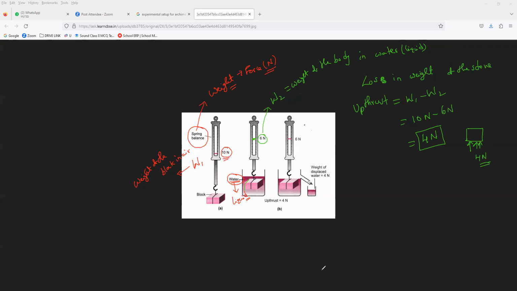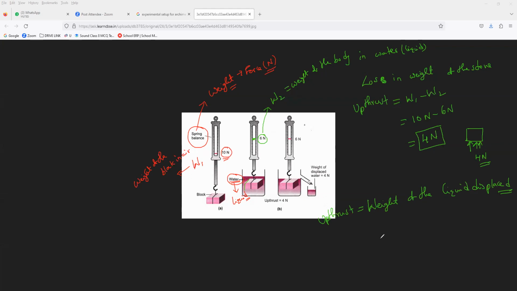Now, another setup. What is another definition of upthrust? Make it quick. Weight of the liquid displaced. That is also equal to upthrust. Correct or not? I have taught you, or not? Check in your notebooks. Upthrust means the weight of the liquid displaced. Am I right, guys? Yes, sir.